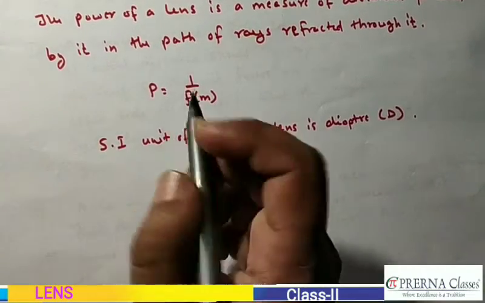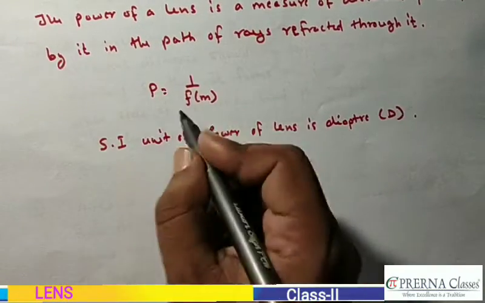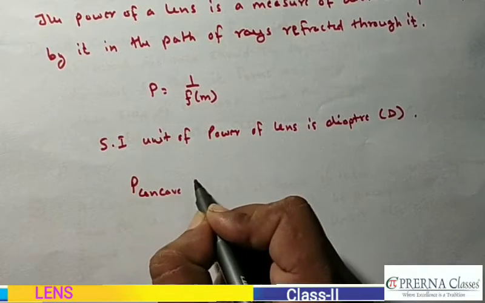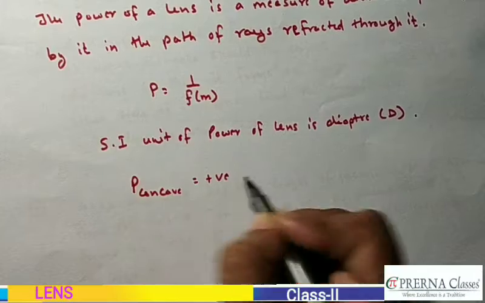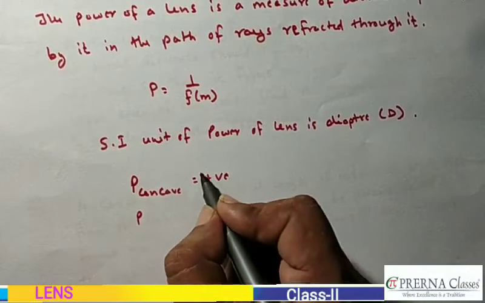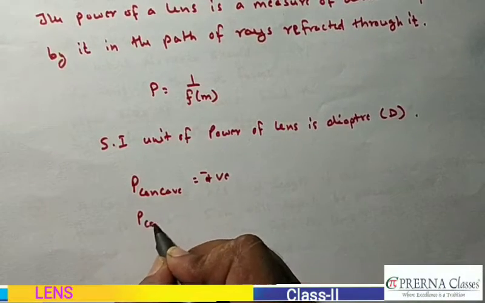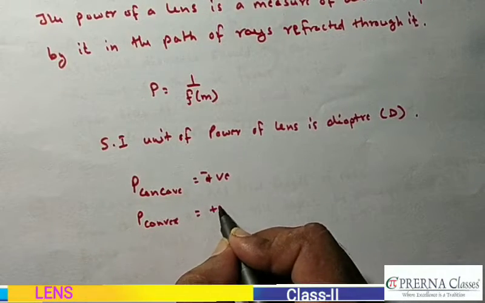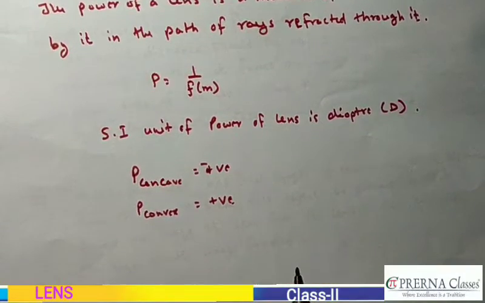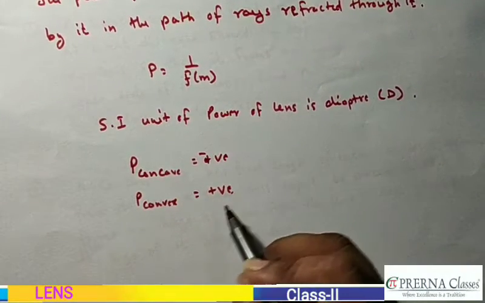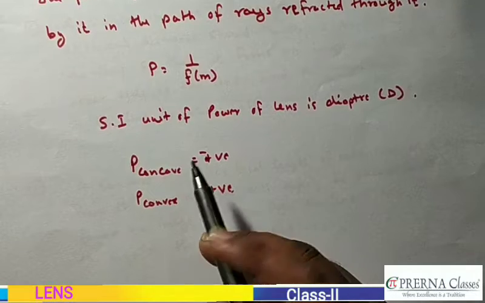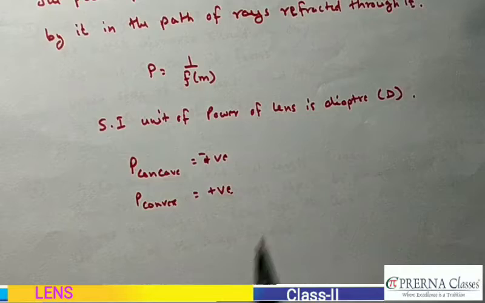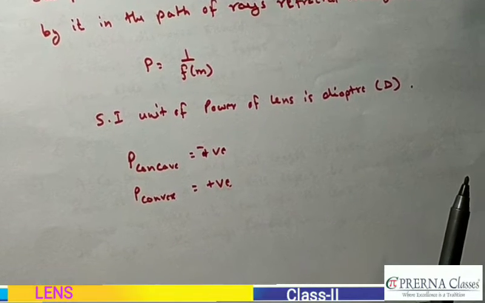And here this focal length will also be taken with sign. So power of concave lens is negative, and power of convex lens is positive. Focal length of convex lens is positive, so power of convex lens is positive, and focal length of concave lens is negative, so power of concave lens is negative.